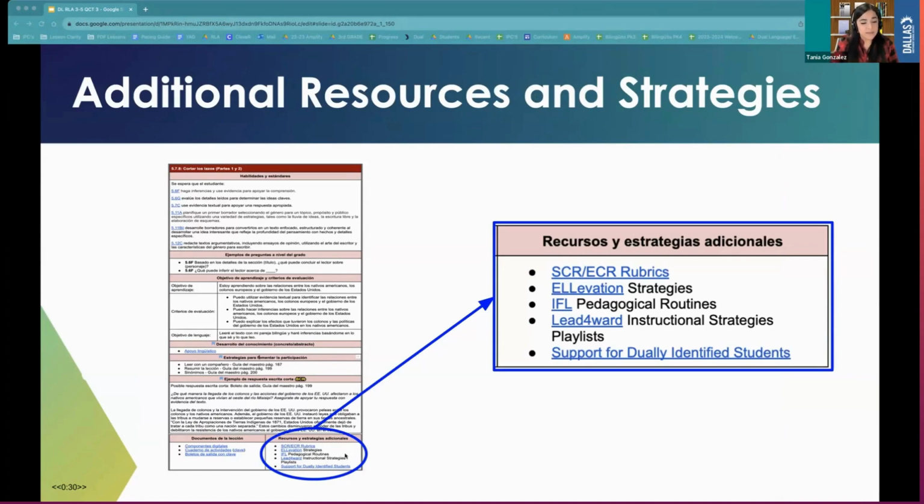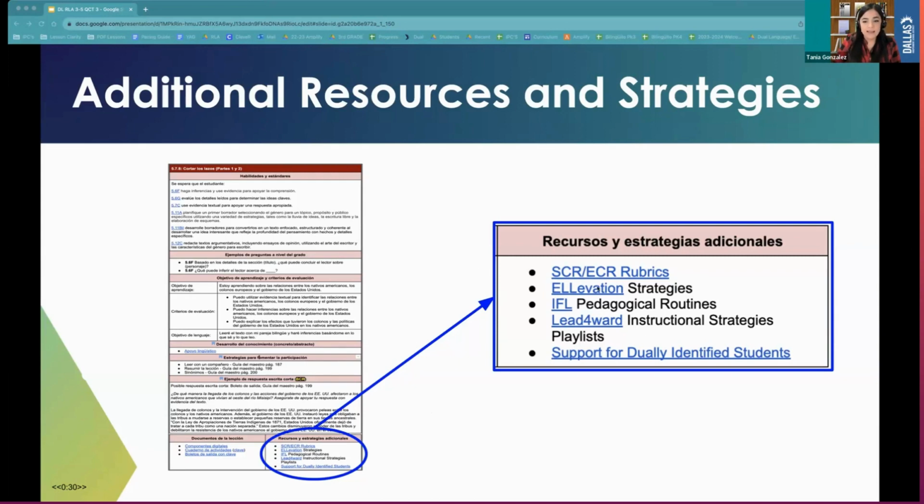But also remember that at the bottom of your lesson clarity, you have this section that says recursos y estrategias adicionales. Some of these links are also strategies, like for example the Lead Forward instructional strategies. If you access that PDF document, you will find a lot of different strategies that you can include in different parts of your lesson. But today we'll focus again on Elevation.